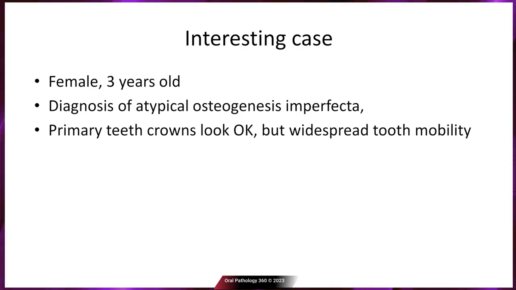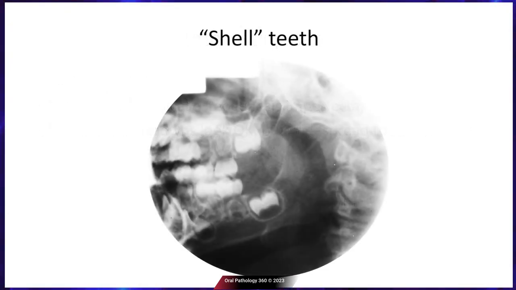Primary teeth looked okay, but the teeth were widespread mobile, so there were obviously problems with the formation of the roots. And so these were the radiographs that I eventually managed to get for this case. You can see the crowns of the teeth are present. They're probably roughly normal size, but the root system is completely ghostly. There's almost no formation of hard tissue in the roots, even though the outline is there.